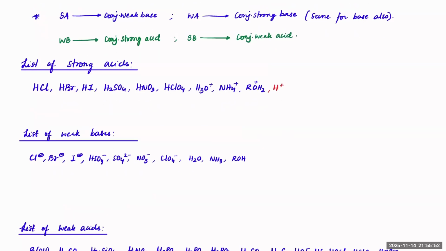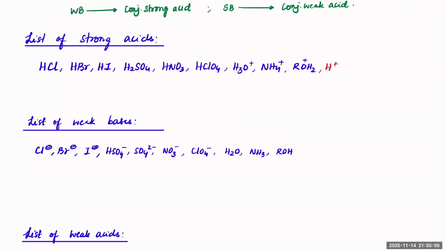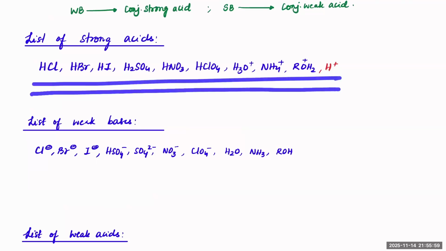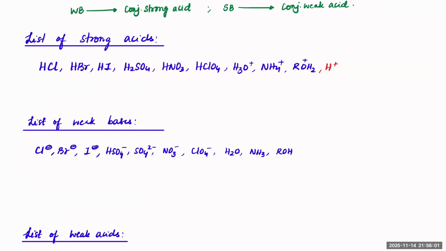For example, this is the list of strong acids that you need to remember. Okay, everybody, this is a common list of acids: HCl, HBr, HI, H2SO4, HNO3, HClO4. If you see H3O+, NH4+, ROH2+, or simply H+, any of these, you always refer to them as strong acids. Okay, these are all strong acids.